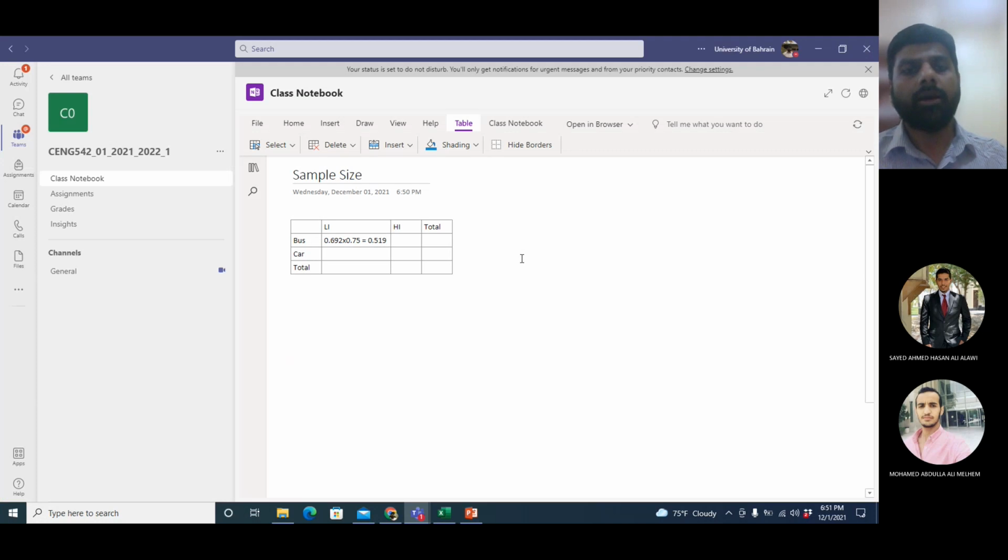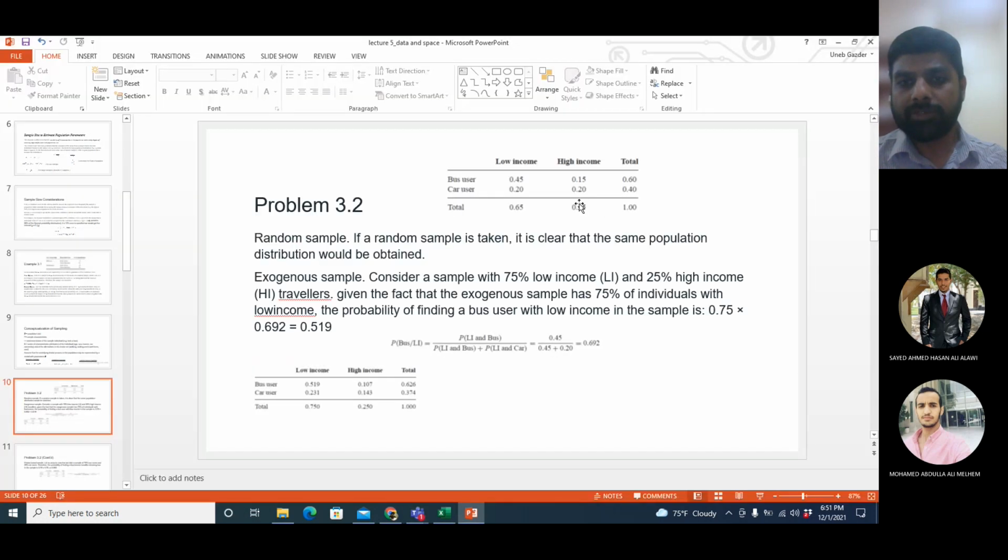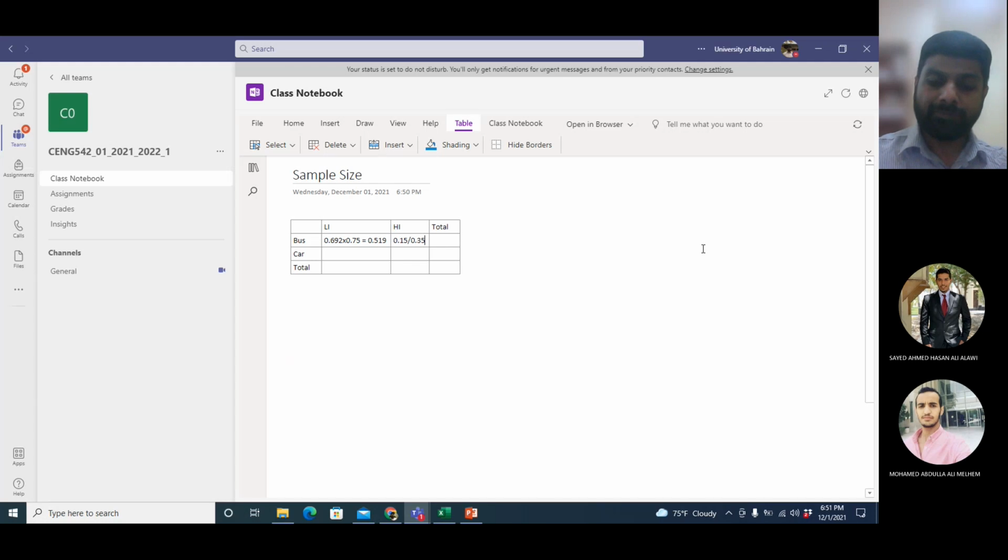Okay, now if I'm doing the same thing for the high income group, again I will calculate the conditional probability that a person will choose a bus given that he is from the high income group. First of all I need the intersection probability, which is 15%, so 0.15, divided by the total probability of being in the high income group for the population, which is 35%, so 0.35, multiplied by the high income group I have collected in the sample, which is 0.25. Give me this value.